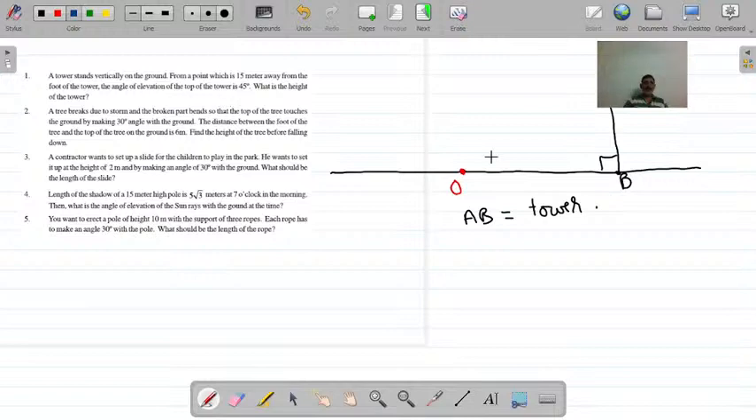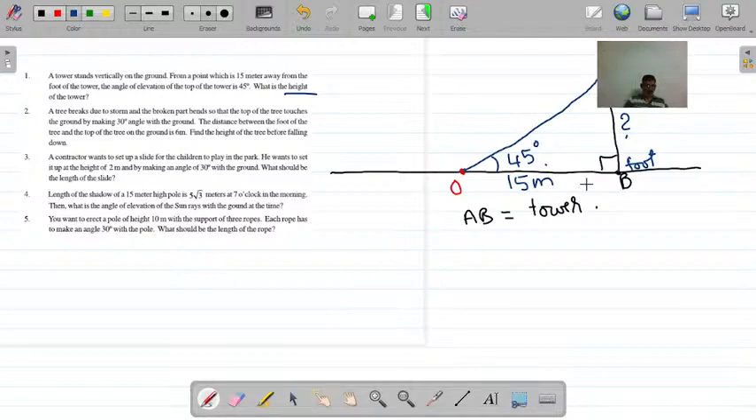Now from this point he is observing the top of the tower. What is the top of the tower? We have to understand that this is the top of the tower and this is the foot of the tower. From the foot he is at a distance of 15 meters on the ground. And he is observing the top of the tower with an angle of 45 degrees. What are you asked to find? The height of the tower. We know that AB is the tower, so this is what you have to find. Okay, this is what is given.